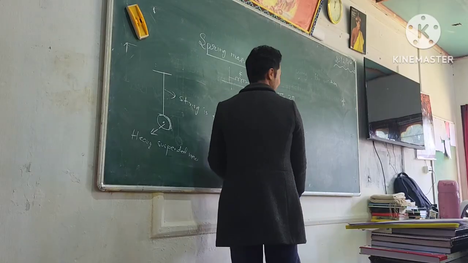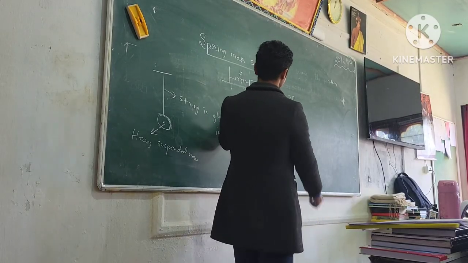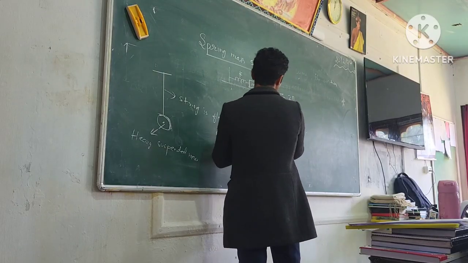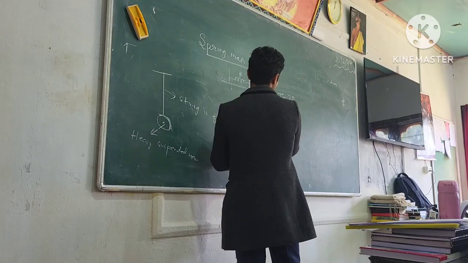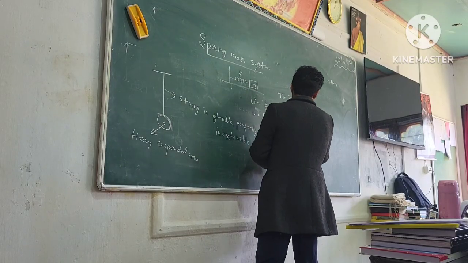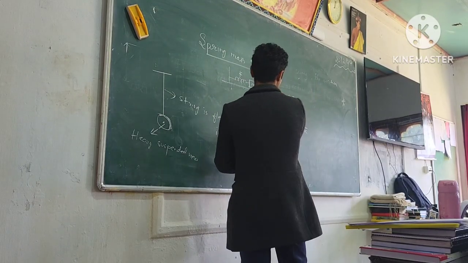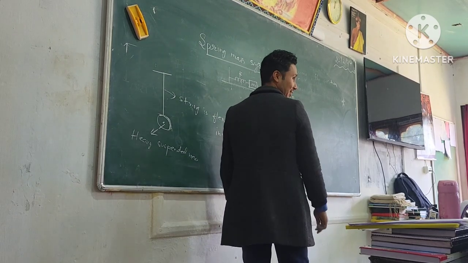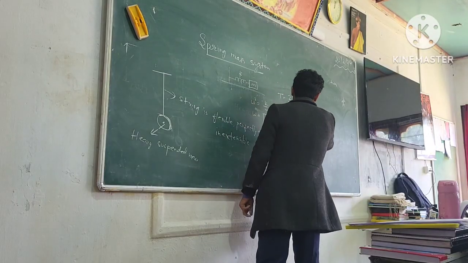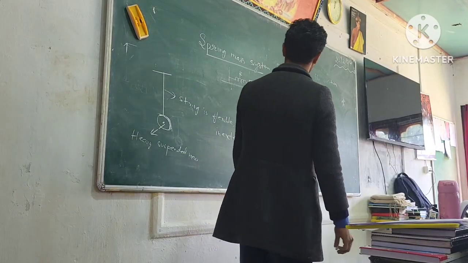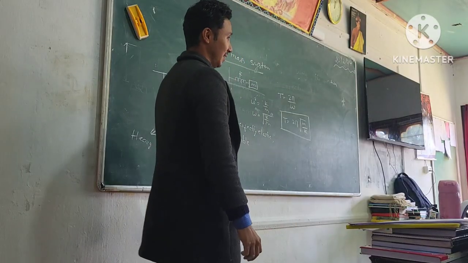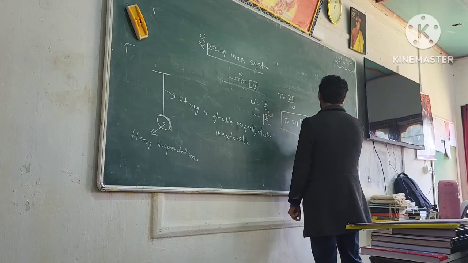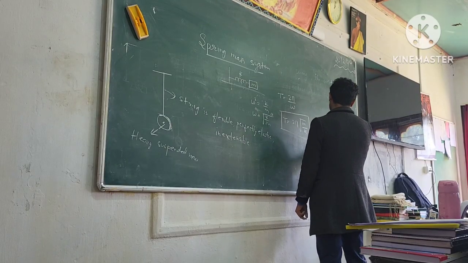Last year we already got this one. So 2 pi by omega, where omega is the square root of K by M. If I want the inverse, this will become M by K. So the formula for time period is T equals 2 pi square root of M by K. In the spring mass system, the time period depends upon mass and spring constant.